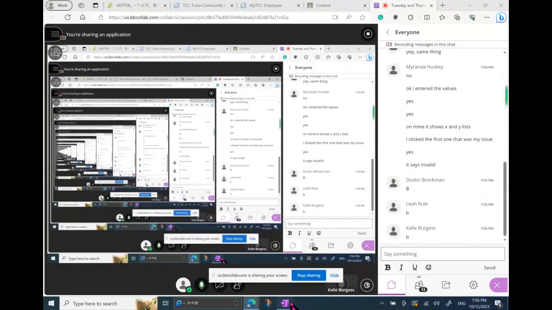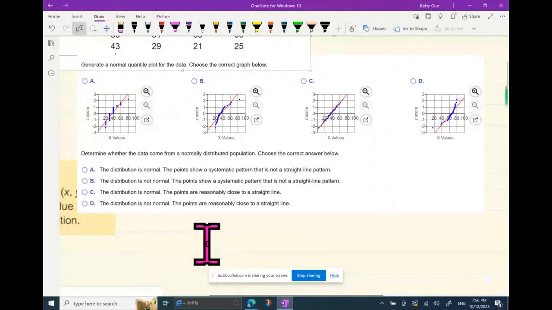So we agree it is B, right? It is B, so you choose B here. Yeah, and then you can assess the normality by looking at the graph. Answer choice A, the distribution is normal. The points show a systematic pattern that is not a straight line. The sentence contradicts itself, so we do not choose A.